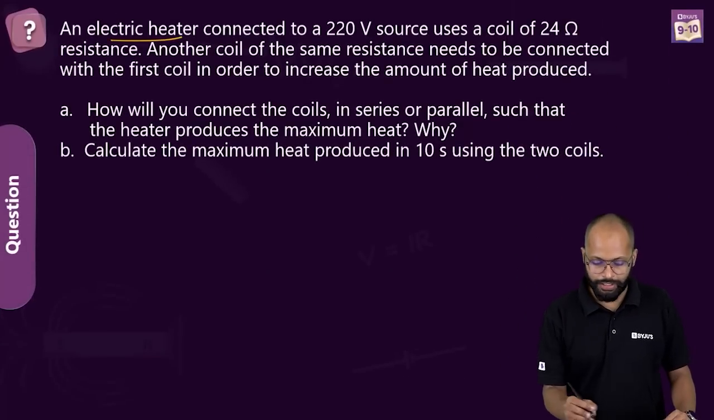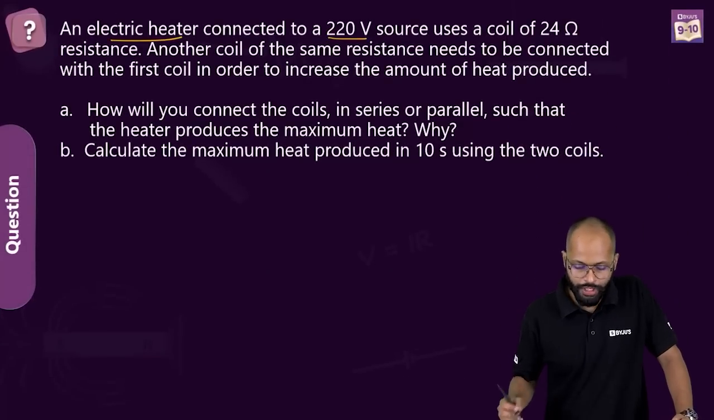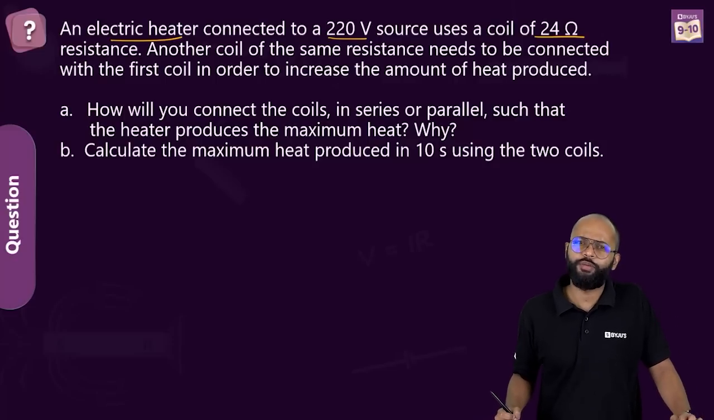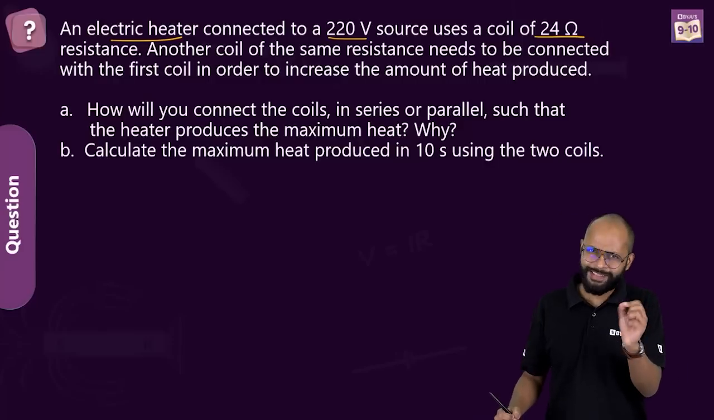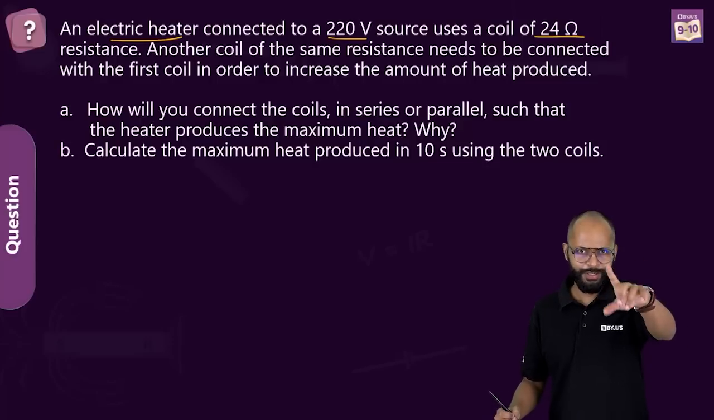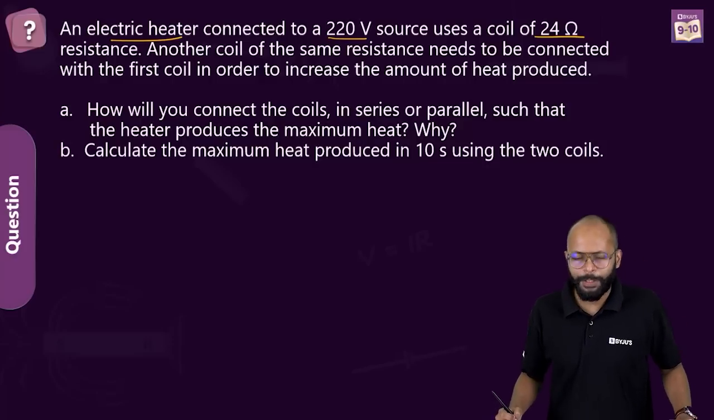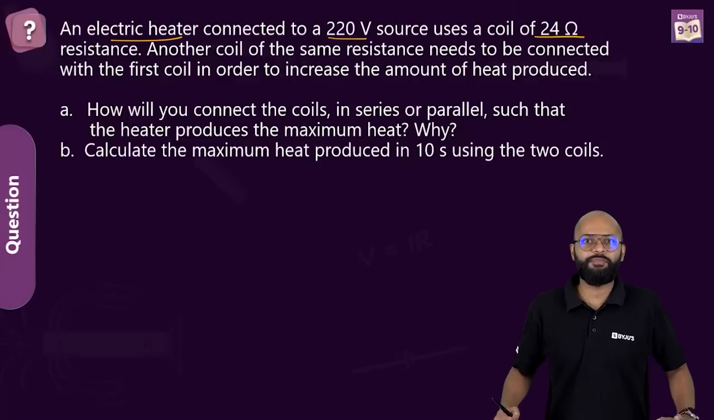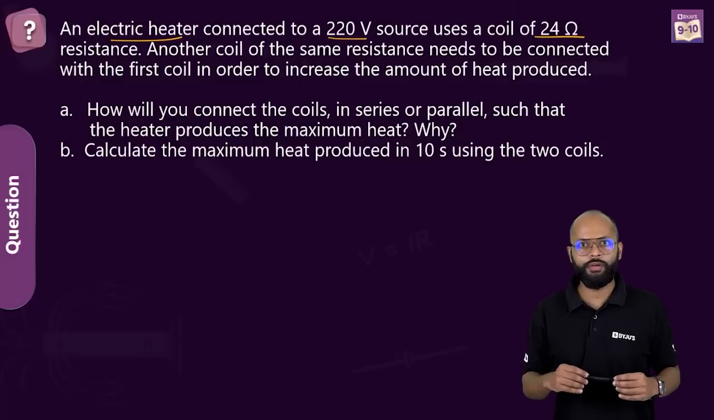An electric heater connected to a 220 volt source uses a coil of 24 ohm resistance. All right. I don't know how many of you remember this question before, right? We have done this question. There were some glitches, some confusions I saw back then when this question first came in front of you. Don't worry. Come on. If you remember this question, well and good. If you don't, I would say it's better. It's a fresh question for you. You can try it, right?